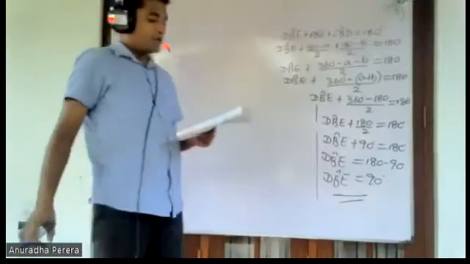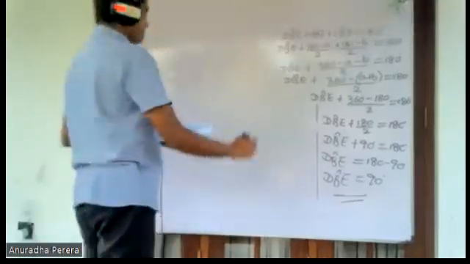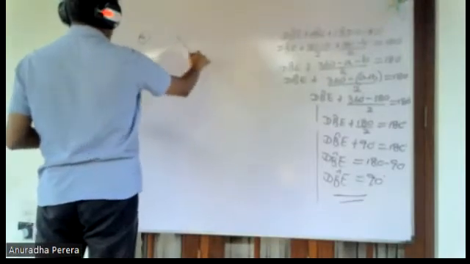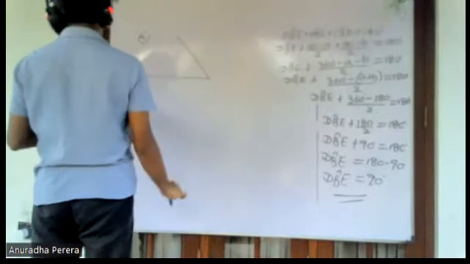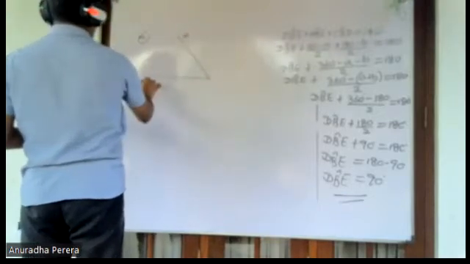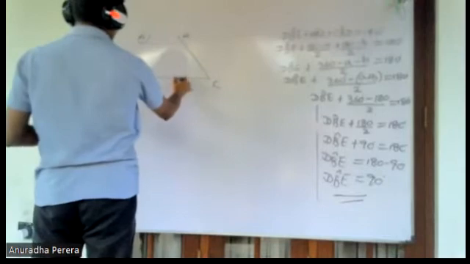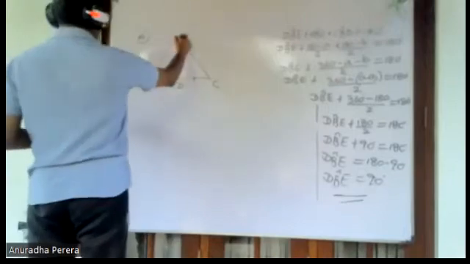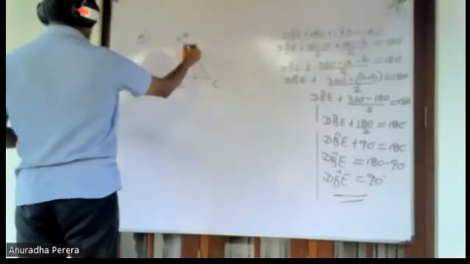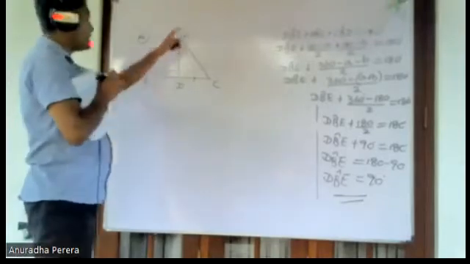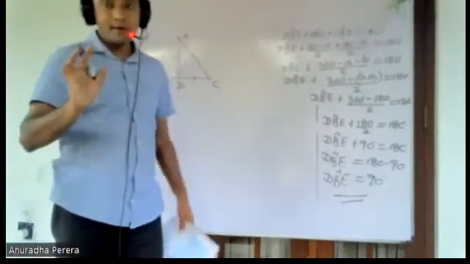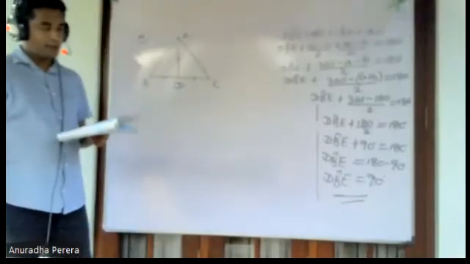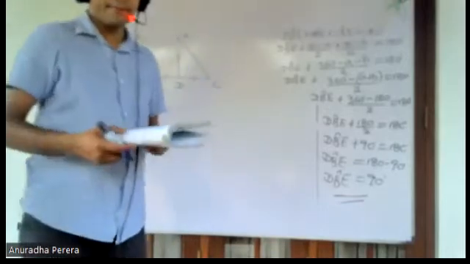Right. D is the midpoint of the side BC of the triangle ABC. A, B, C. D is the midpoint. These two are equal. BD equals DA. Then you can see there are two isosceles triangles.